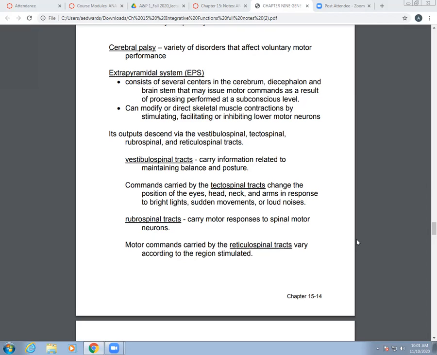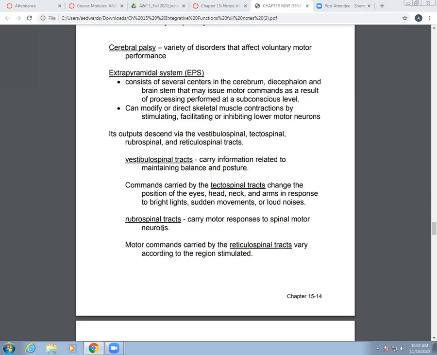Outputs are going to descend via one of those pathways: vestibulospinal, tectospinal, rubrospinal, reticulospinal. Okay. Your vestibulospinal, and I think we showed you those just a few minutes ago, carry information about posture and balance. All right. Commands carried by these tectospinal tracts will change position in your arms, your neck, your head, and your eyes. Response to things like loud noises, sudden movements, and bright lights.